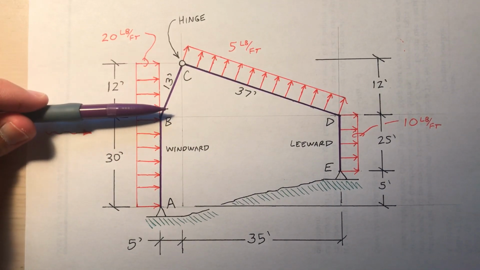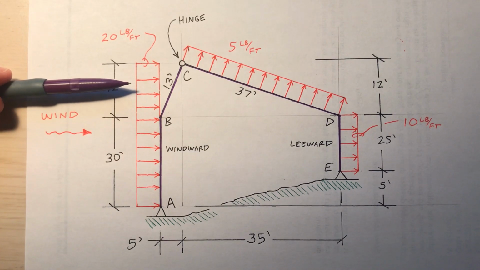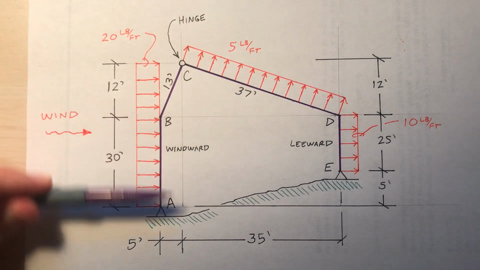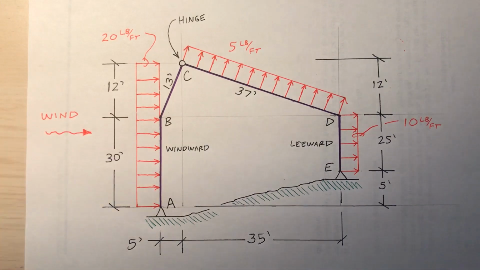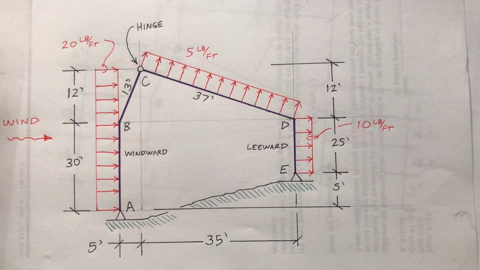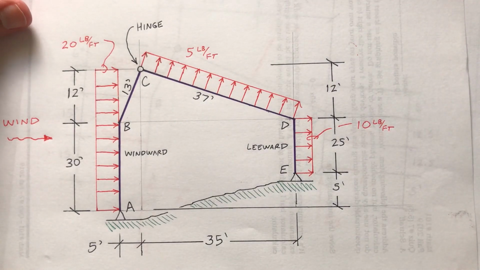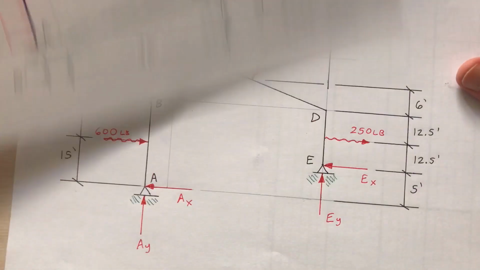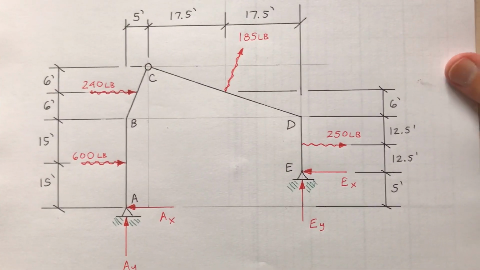And then I'll break this distributed load, the portion here, I'll break that up into its resultant force. And then between A and B I'll resolve that into its resultant force. So all of these distributed loads, I'm going to turn them into their resultant forces. Okay, breaking these into their resultant forces, I get this figure right here.